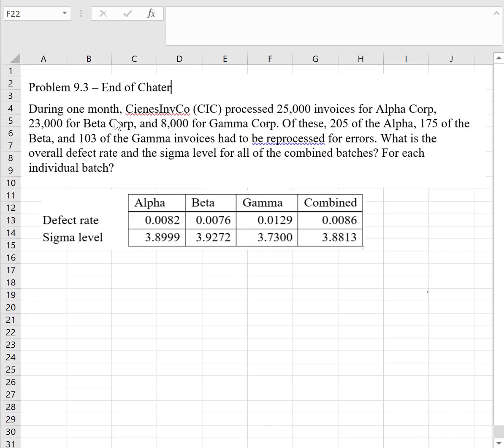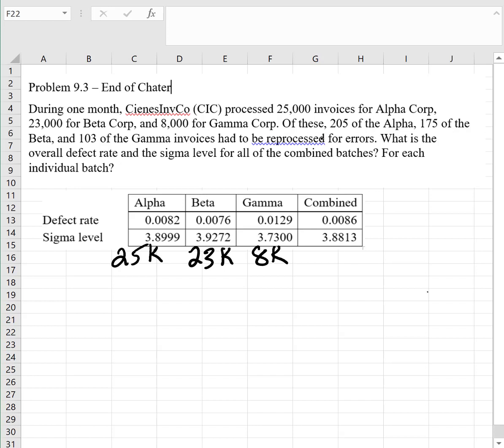This is problem 3 at the end of the chapter. It says during 1 month, CIC processed 25,000 invoices for Alpha Corporation, 23,000 for Beta, and 8,000 for Gamma.